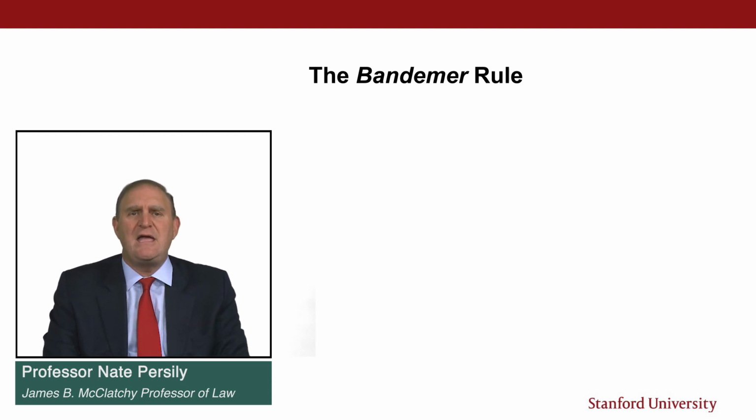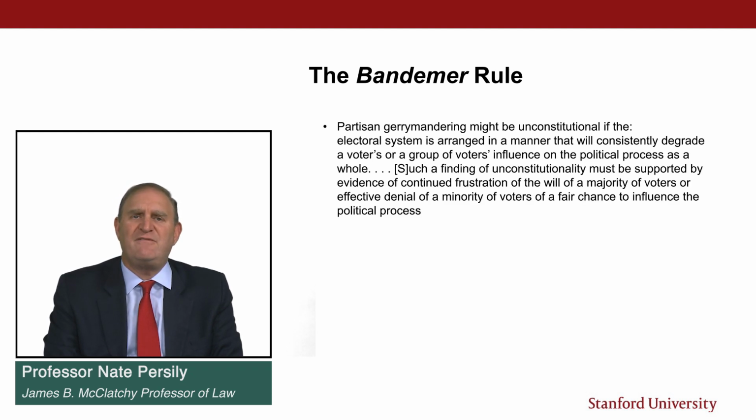And the court said, okay, you can litigate these cases, and here is the standard under which we're going to separate constitutional from unconstitutional uses of partisanship in the redistricting process. The court says that if the electoral system is arranged in a manner that will consistently degrade a voter's or a group of voters' influence on the political process as a whole, that would raise concerns under the Equal Protection Clause. And such a finding of unconstitutionality must be supported by evidence of continued frustration of the will of a majority of voters or effective denial of a minority of voters of a fair chance to influence the political process. Now, there are a lot of pretty vague words in that standard. So perhaps it's not any mystery that this standard turned out to be not very easy to operationalize.